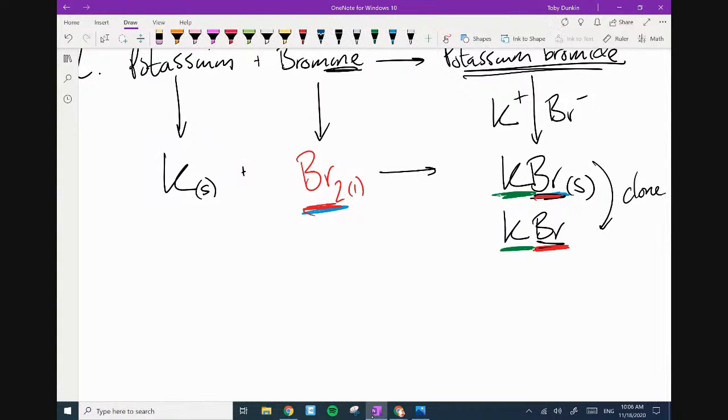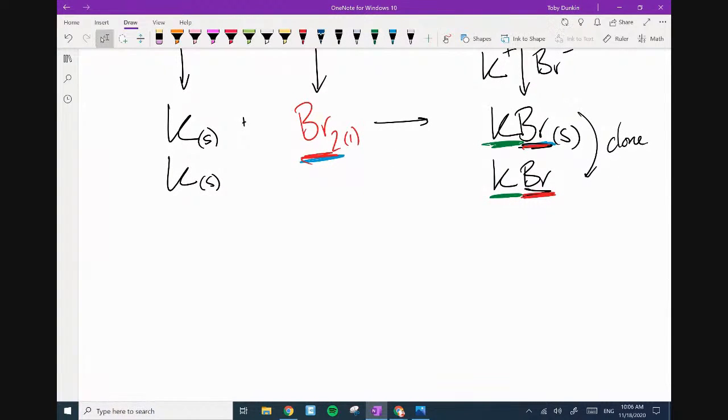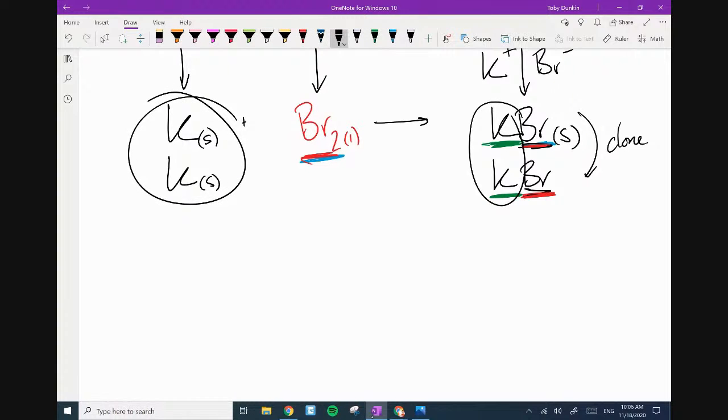So I'm going to add another balance box to him. I'm going to write K underneath it. Another solid potassium. Now that it's balanced, I've got 2 potassiums, 2 bromines. Yeah, it's actually bromides, but 2 Brs.